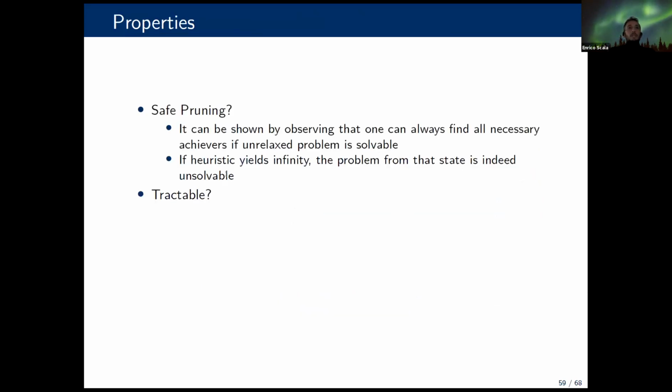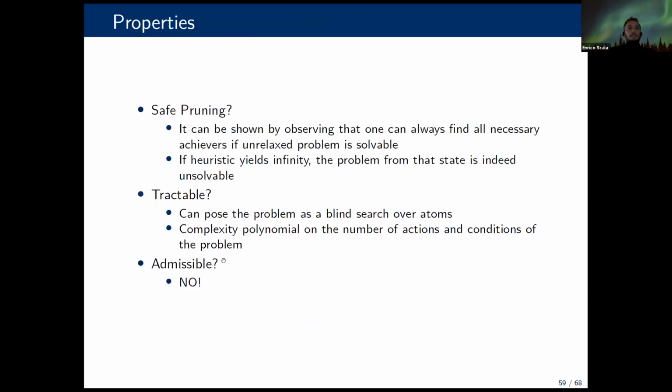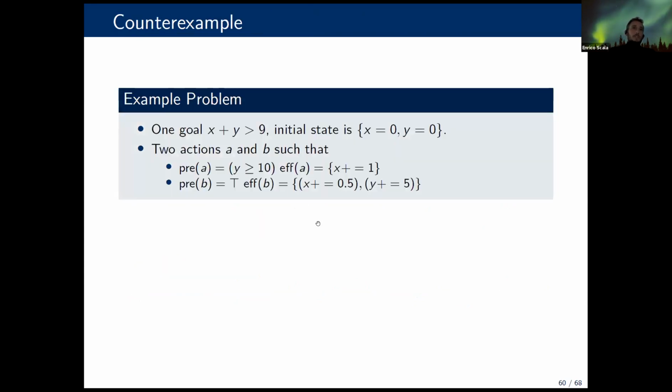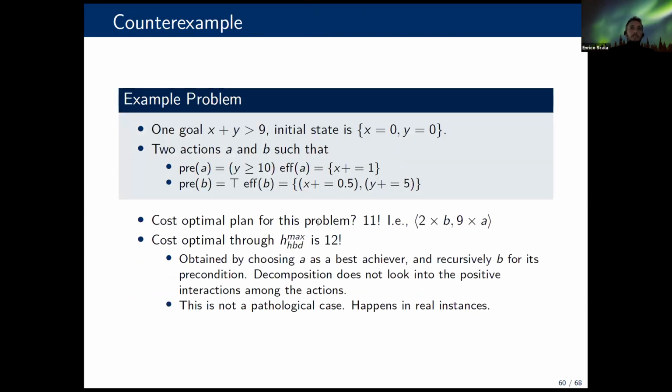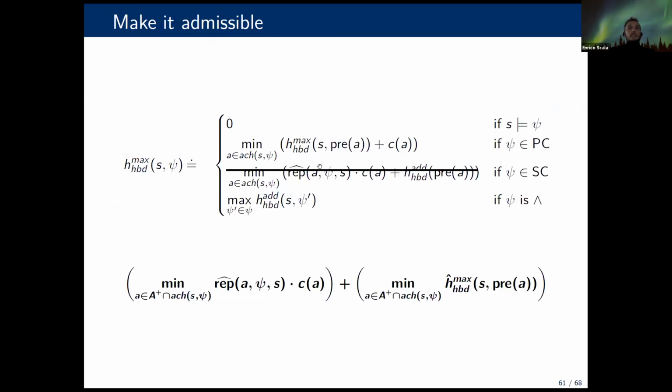This is safe pruning, it's tractable. It is admissible, it is not admissible. There is a counterexample that I don't have the time to show to you. You can see the slides offline. But the thing is that this term here, in order for this estimate to be admissible, that is to never overestimate the actual distance to the goal, you need to decouple this minimization problem in two terms.